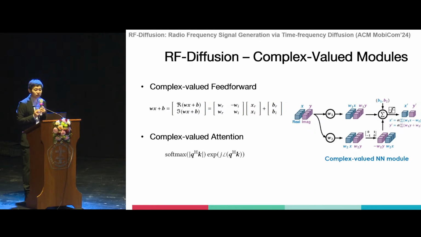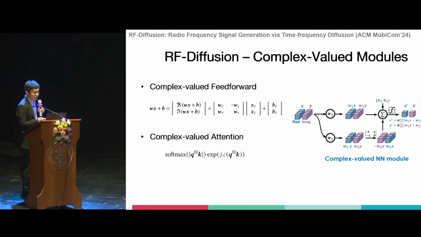So traditional neural networks work on real numbers, but the physical layer of various signals are complex valued. That is, both real and imaginary parts, or the magnitude and phase. So we adopt complex valued neural network structures, which process real and imaginary parts together in each operation.